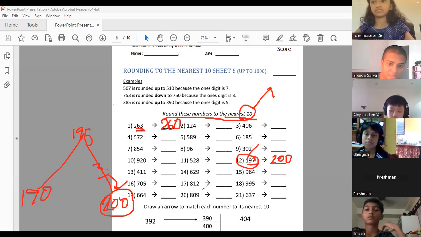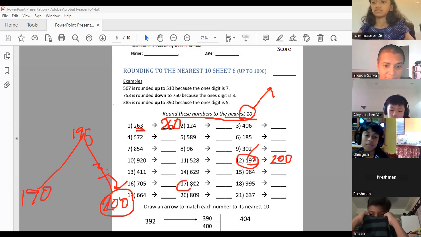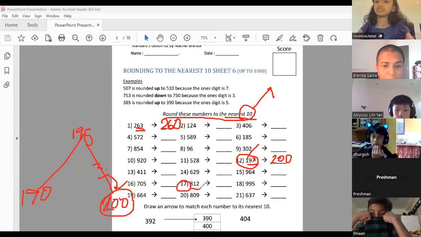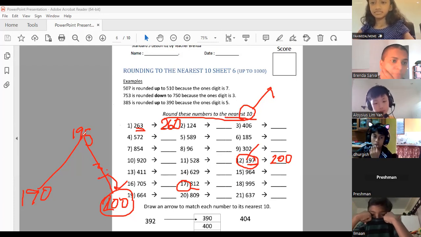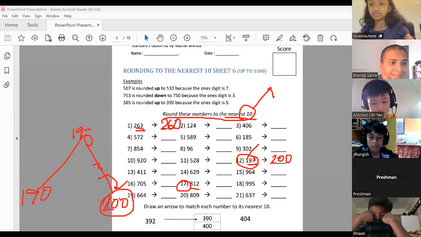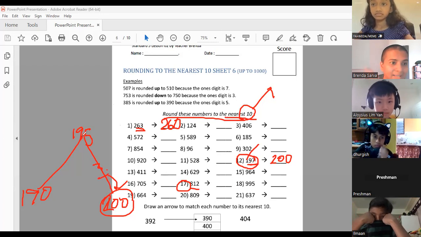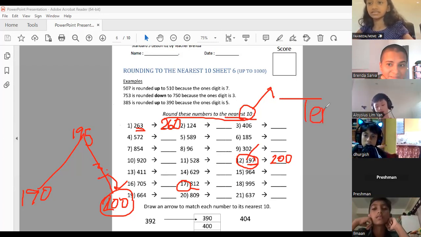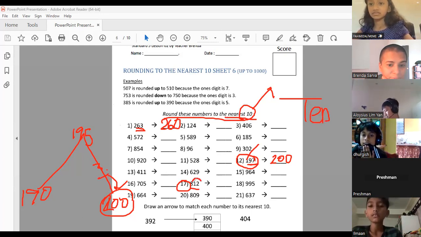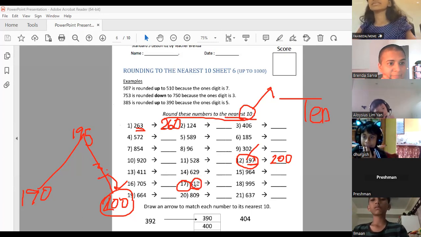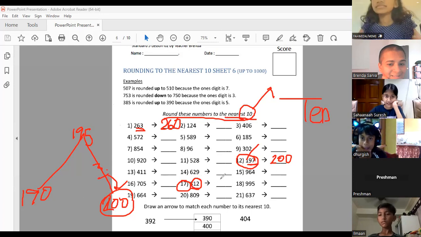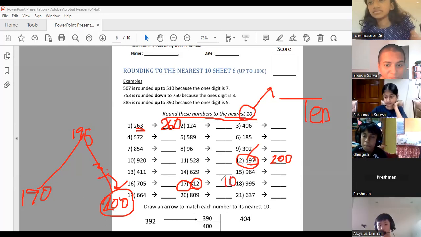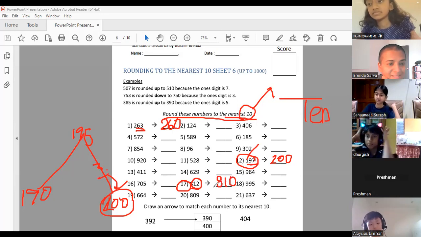Okay, give me answer in chat. How about number 17? Put answer for number 17, 812. All of you? No, Danya. I said round off to the nearest tens. So where is 12? You must only look at 12. It will round off to 10, so 810, and you keep your 800.